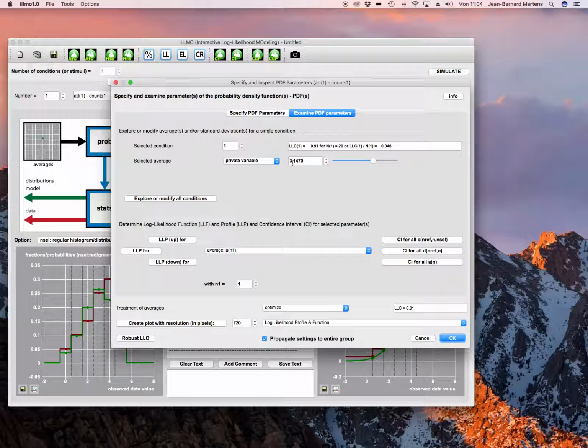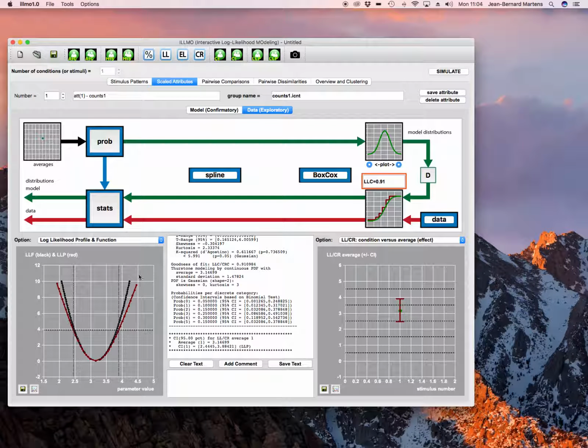So what we see is again that this average of 3.147 that we saw before is being shown here. But below it, there's a possibility to create what is called an LLP, a log likelihood profile, for instance, for the average. The log likelihood profile is the red curve, and it shows how the log likelihood criterion increases if the average value is not equal to its optimal value, but to a value which is higher or lower. As the optimal value is 3.14, the log likelihood profile is 0, and since it's an optimal, it means that the log likelihood profile has to increase on both sides.